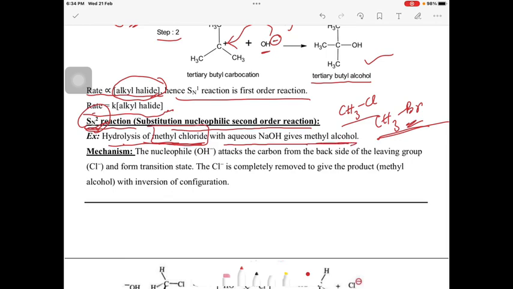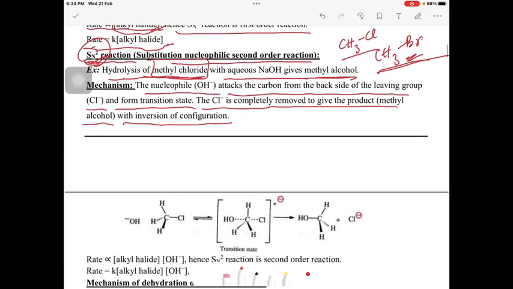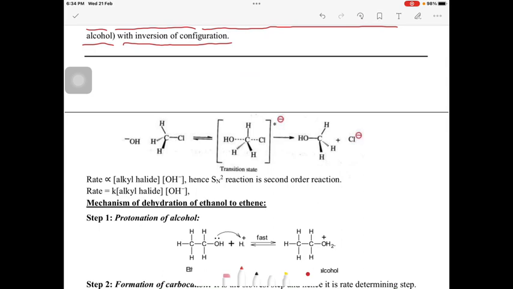So the mechanism involves only one step. The nucleophile OH minus attacks the carbon from the backside of the leaving group Cl minus and forms a transition state. The Cl minus is completely removed to give the product, methyl alcohol. This reaction is inversion of configuration, meaning the product configuration is completely opposite to the reactant configuration. See here, in the reactant Cl is on the right side, but in the product OH is on the left side. That's why it is inversion of configuration.